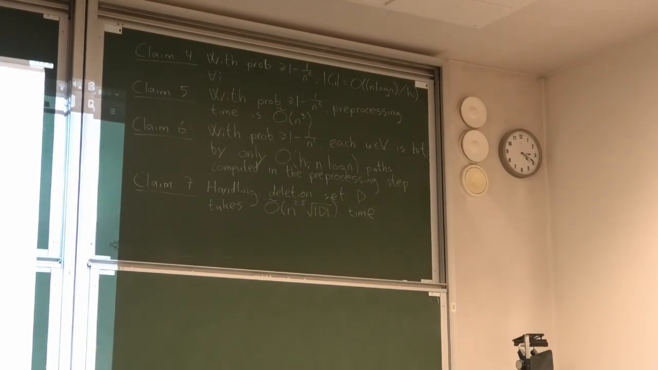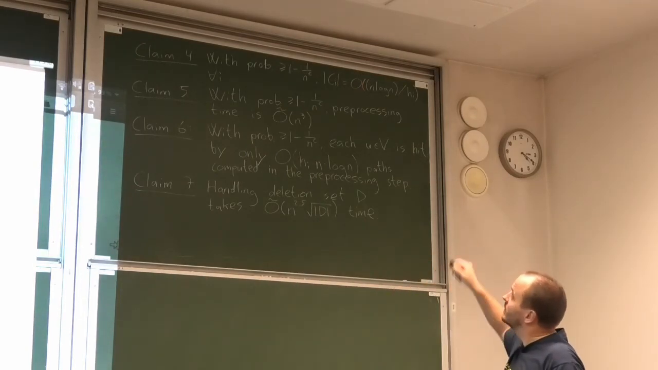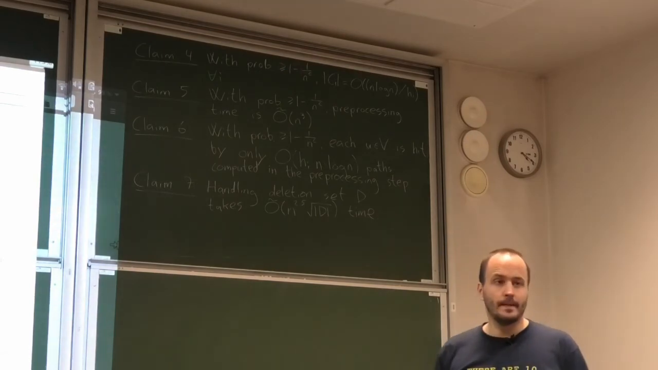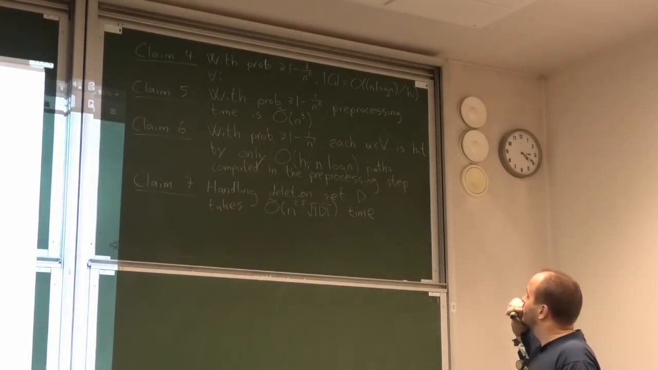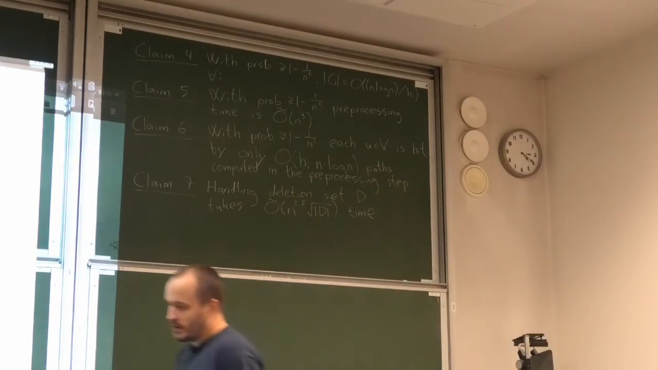Well, we use lemma one, right? If you look at the second case here, this was our sampled set, U. It says with high probability, the size of the set is O of this value here. And if you do the calculations, then you get this bound here. So this follows from lemma one. Let's go on to claim five. Now we want to look at the pre-processing steps. So let me go back to the pre-processing code here. We want to analyze how long it takes to execute this.